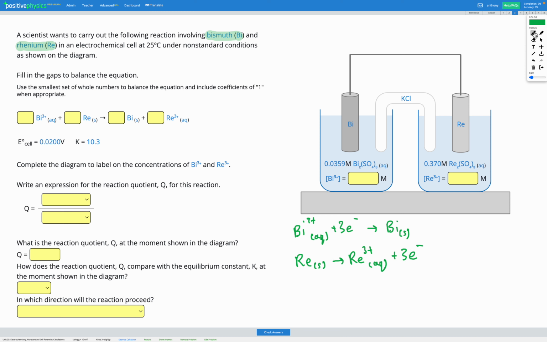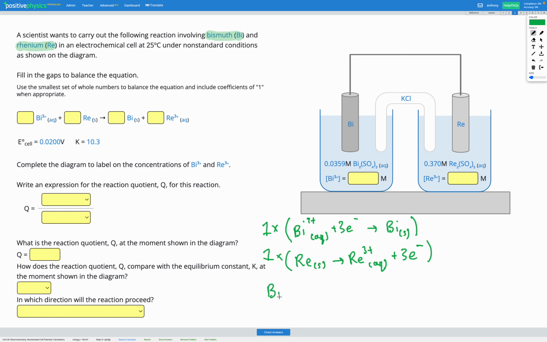Now, in order for our overall equation to be balanced, we need to be transferring the same number of electrons on the left and right side of our equation. We already have 3 electrons on the left and 3 electrons on the right, so we don't need to multiply these by anything. I can just have one set of each of these, and we can go ahead and add those together.